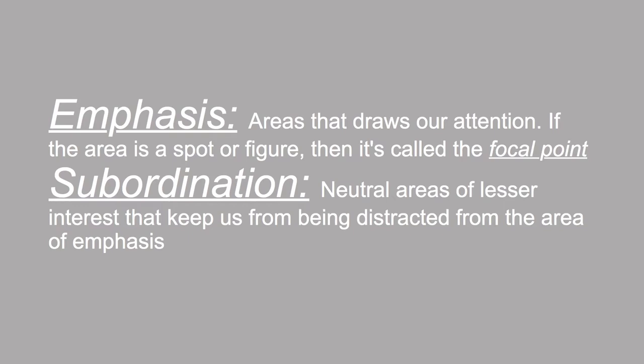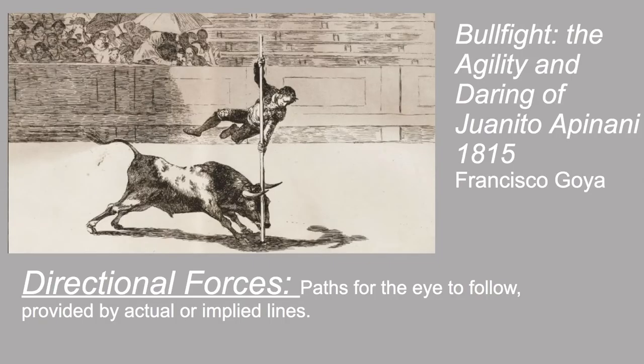All right, the next two principles we've got here are emphasis and subordination. Emphasis refers to areas that draw our attention. If the area is a spot or a figure, then we call it a focal point. Subordination, on the other hand, refers to neutral areas of lesser interest that keep us from being distracted from the areas of emphasis. A good example of this is this particular artwork by Francisco Goya.